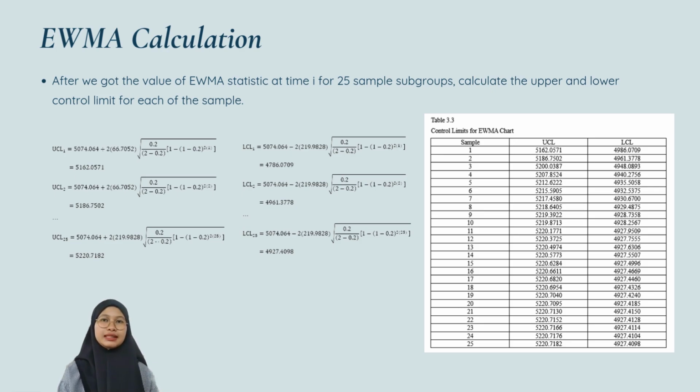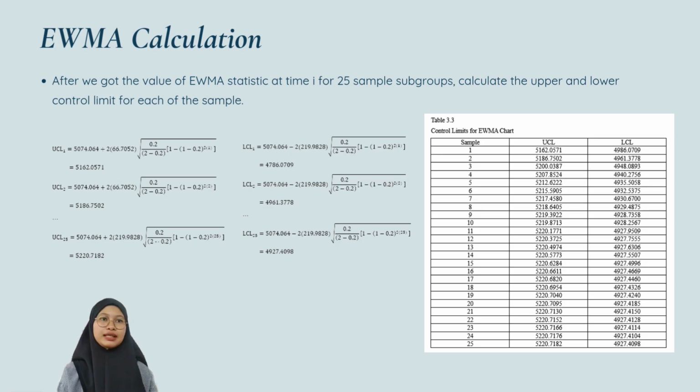Then we need to calculate the UCL. For the first UCL, we got 5120.571. For the second UCL, we got 5186.7502. We repeated the process again until 25, and the last value for UCL is 5220.7182.